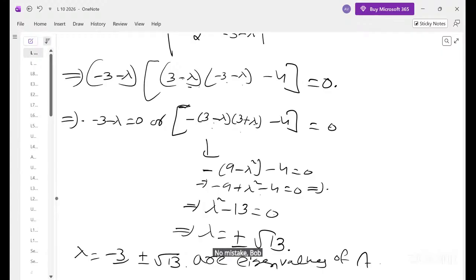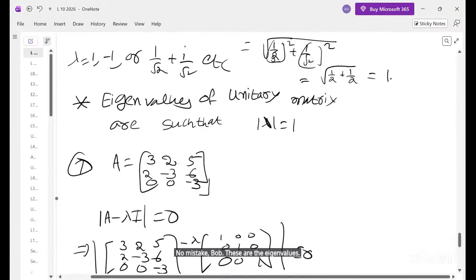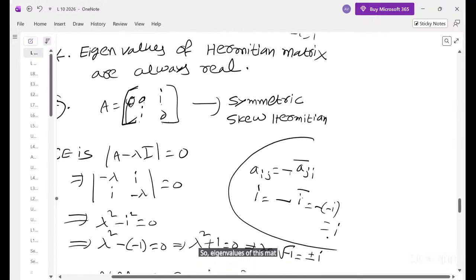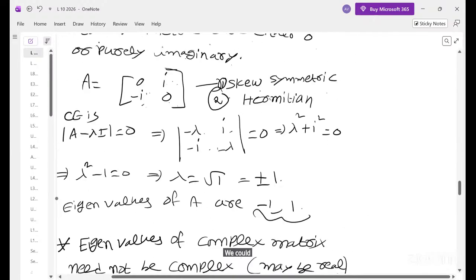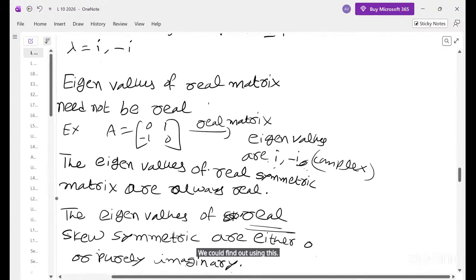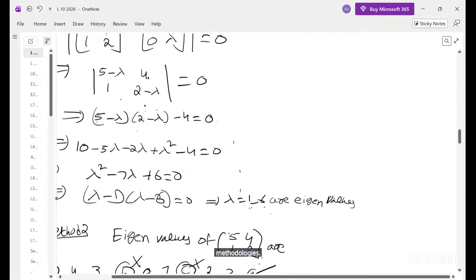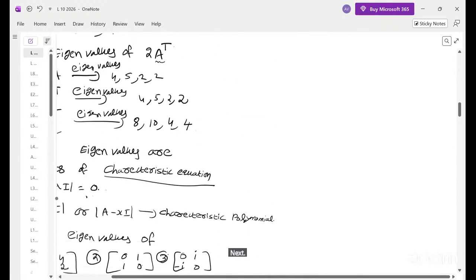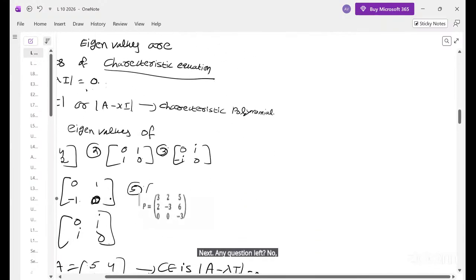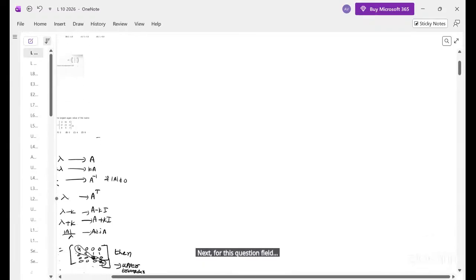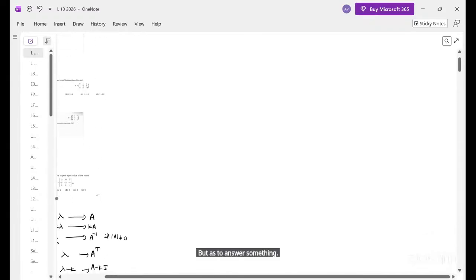Okay. These are the eigenvalues. So, eigenvalues of this matrix we could find out using this methodology. Okay. Next. Any question left? No. This is how we solve using the characteristic equation. Next, for this question P, we're asked to answer something.